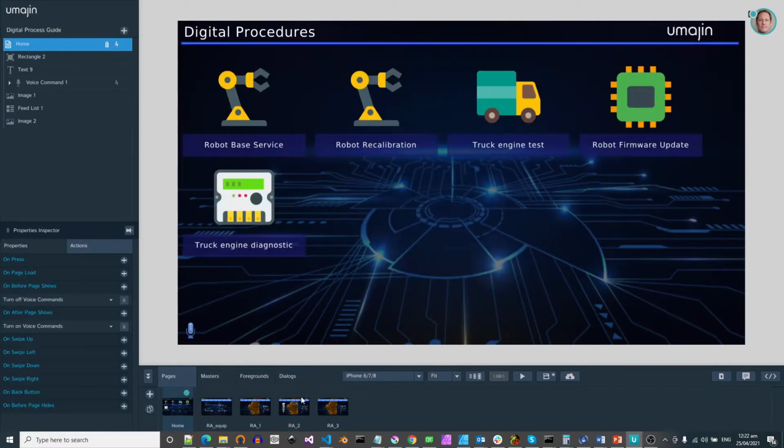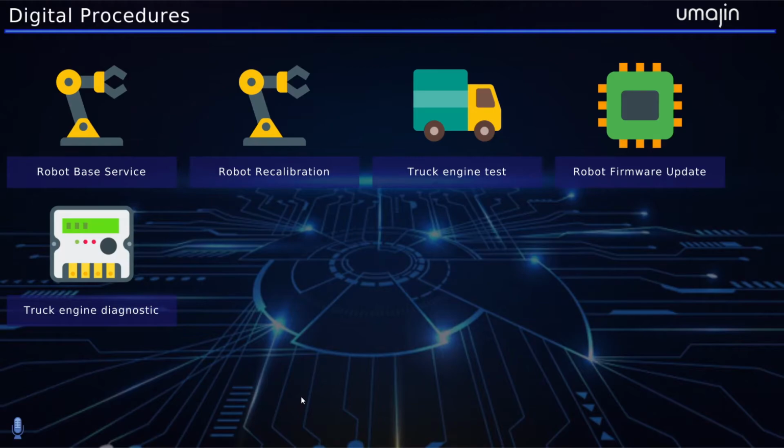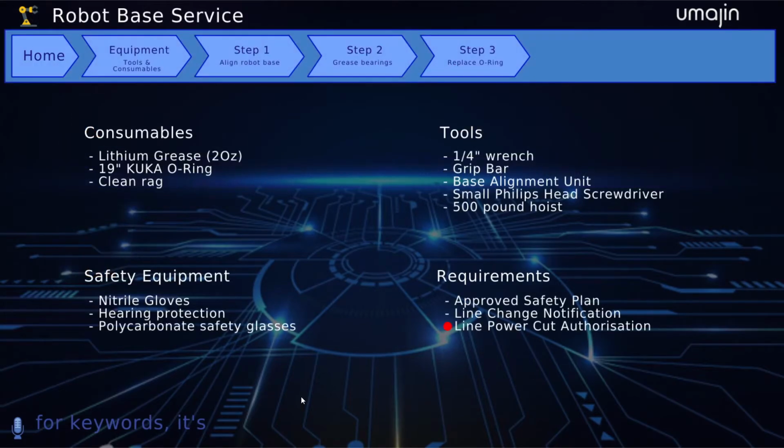All right, let's see it running. So if we just run this full screen, we've got natural language input essentially. So we want to do a base service, and this is the list of consumables, tools, safety equipment, and requirements that we might need. So once we've made sure we've got everything, we can continue to step one.